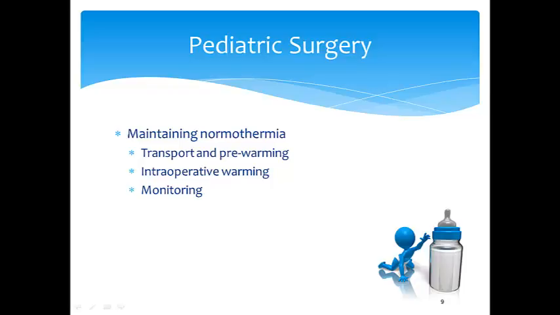It is critical that the core body temperature be monitored at all times. For longer procedures, esophageal and rectal probes are used to assess precise core body temperature.